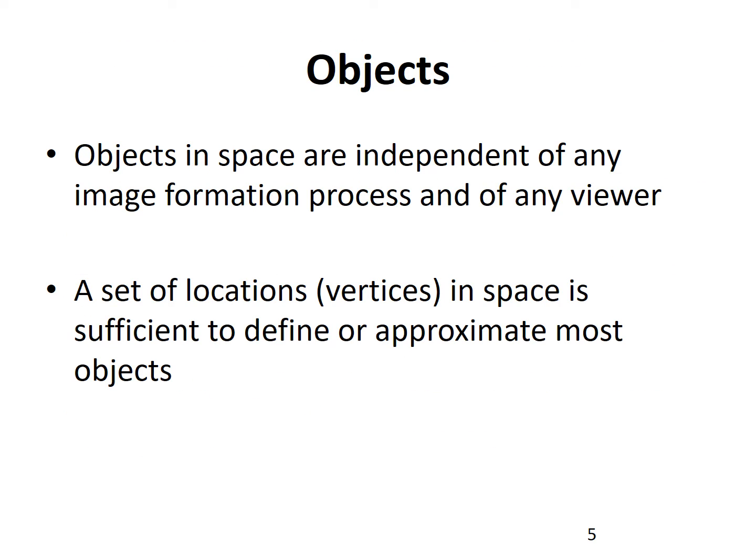Let us have a closer look at the 3 elements of image formation, starting with the objects. Objects in space are independent of any image formation process and of any viewer. A set of locations such as vertices in space is sufficient to define or approximate most objects.